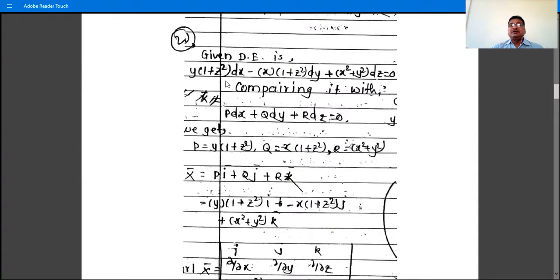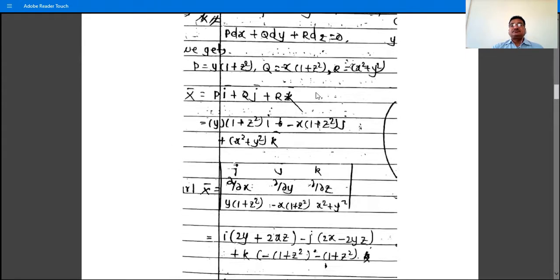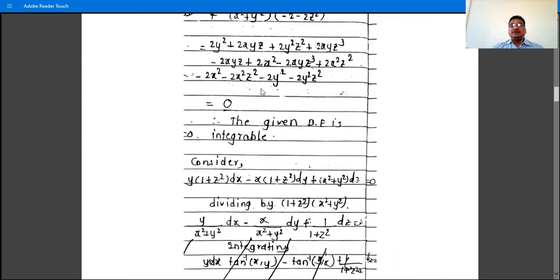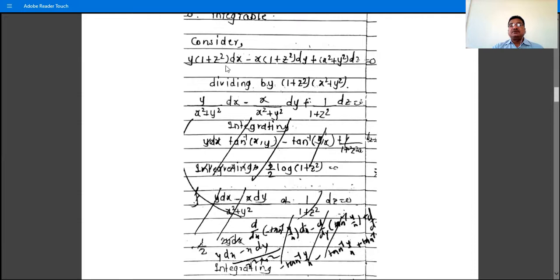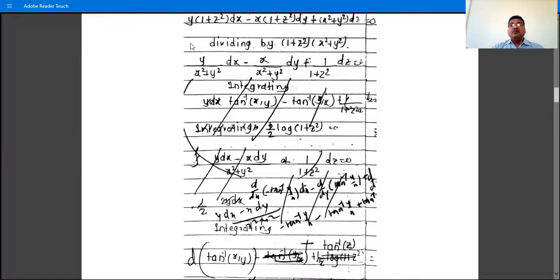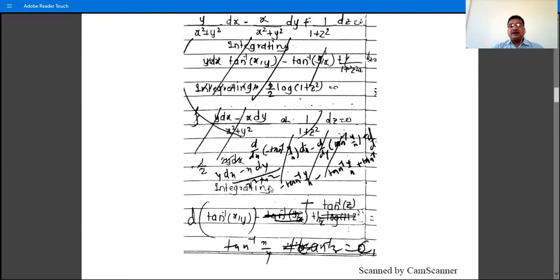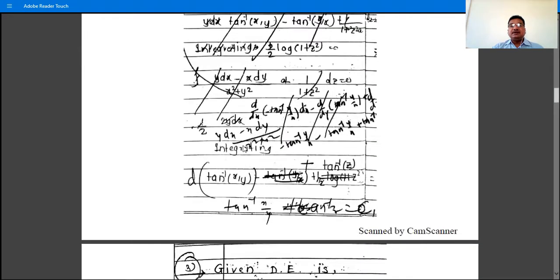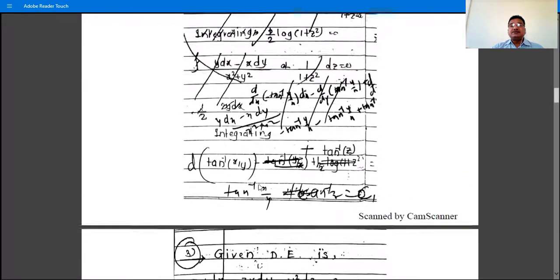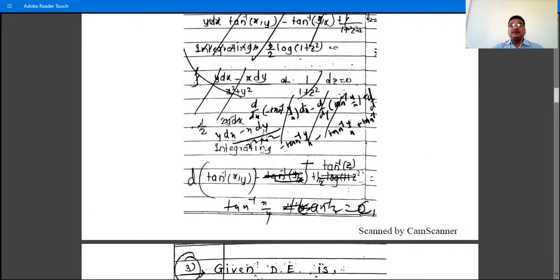If you observe this example, y(1 + z²)dx − x(1 + z²)dy + (x² + y²)dz = 0. First check that it is integrable, then divide by (1 + z²)(x² + y²). So what we have is (y dx − x dy)/(x² + y²), and this is the derivative of tan⁻¹(x/y).